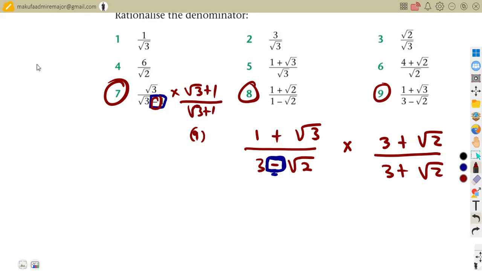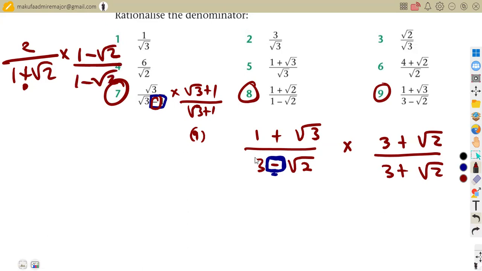So if it was a negative, maybe we've got 2 over 1 minus square root of 2 like this. All right, maybe it's a positive like that. You introduce a negative here, it becomes a minus. So it's 1 minus the square root of 2 over 1 minus the square root of 2. So it's not like always in the denominator you're going to be given negative values.